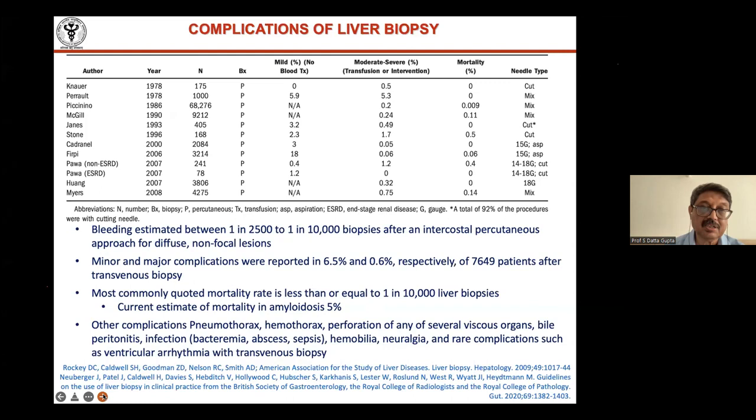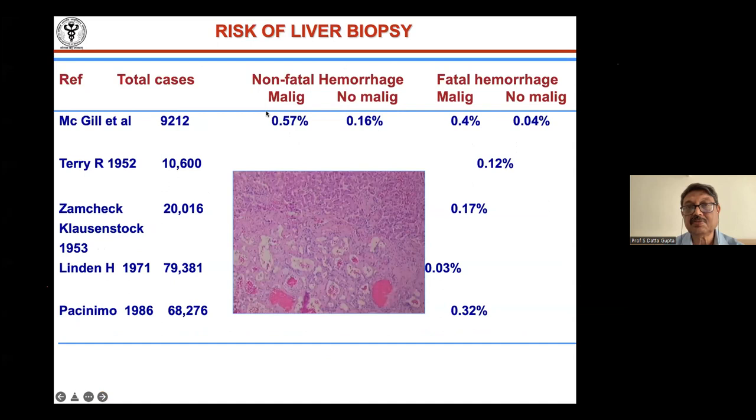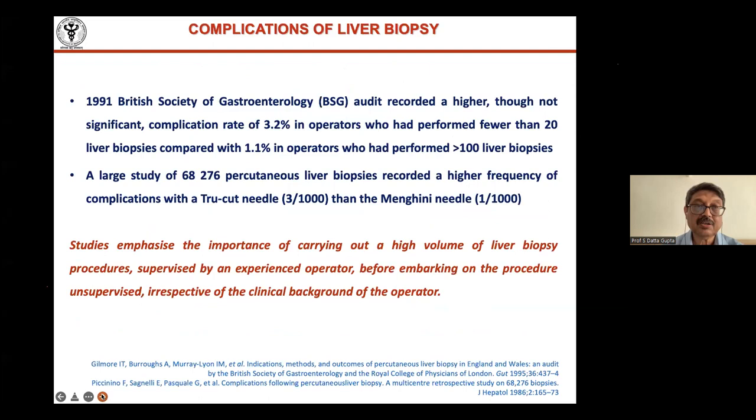Most of the fatal hemorrhages are associated with malignancies. And therefore, malignant liver diseases show a greater propensity to risks compared to the non-malignant. And what's important is that it's been found that all this, to a certain extent, depends on the operator and the training of the operator. If an operator has performed more than 100 liver biopsies, the chances of complications are much lesser than those who have performed fewer liver biopsies. And therefore, during the period of your training, first supervised and then unsupervised, if you have the opportunity to do a liver biopsy, please do it so that it helps you later in practice.